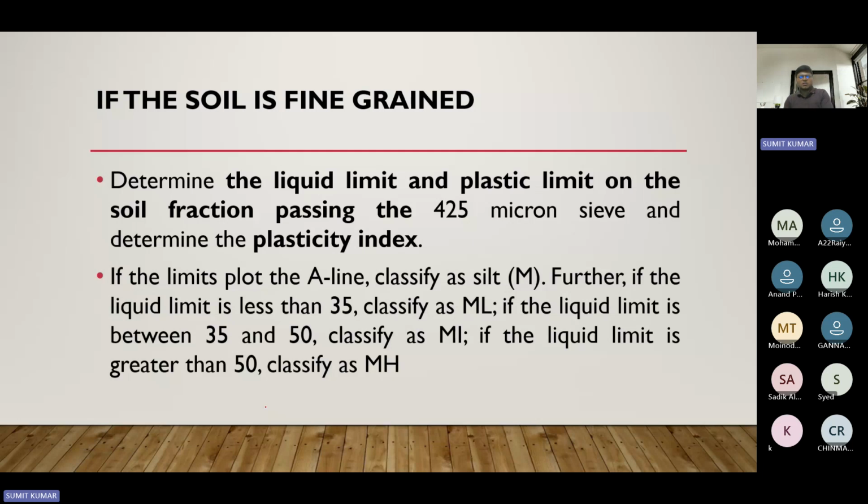So if the limit plots on the A line, classify as silt M. Further, if the liquid limit is less than 35%, classify as ML, and if the liquid limit is between 35 and 50, classify as MI, and if the liquid limit is greater than 50, classify as MH.